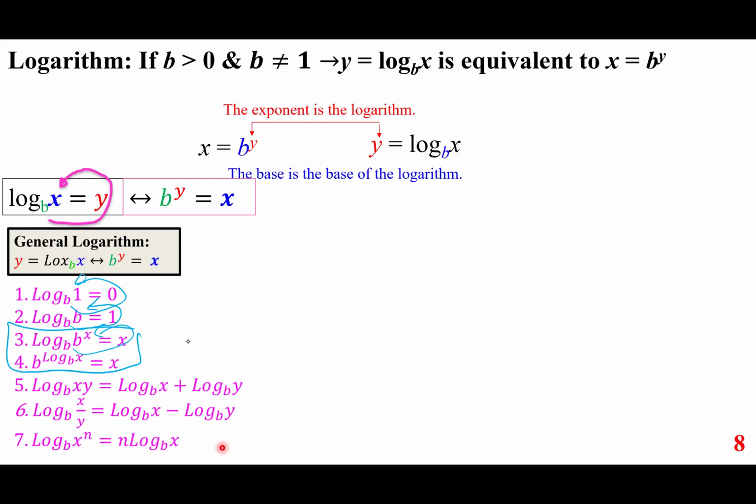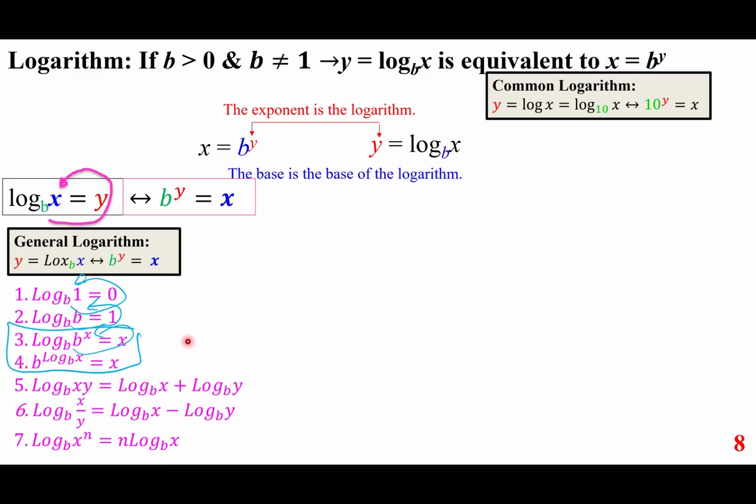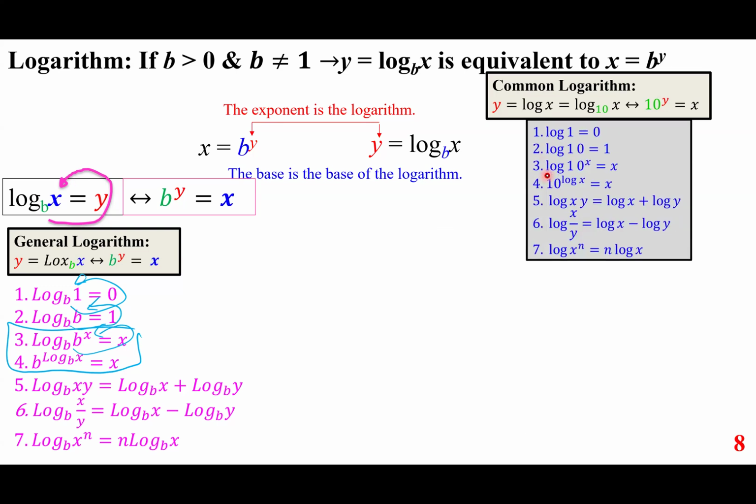Now, this is a general case. If we go to a specific case like common log, the base is 10. So when we write y equals log x with no base, that means the base is 10. So don't write it like this, right? Write it like this, and know it's 10 to the power of y equals x. So we should be able to make this transition.